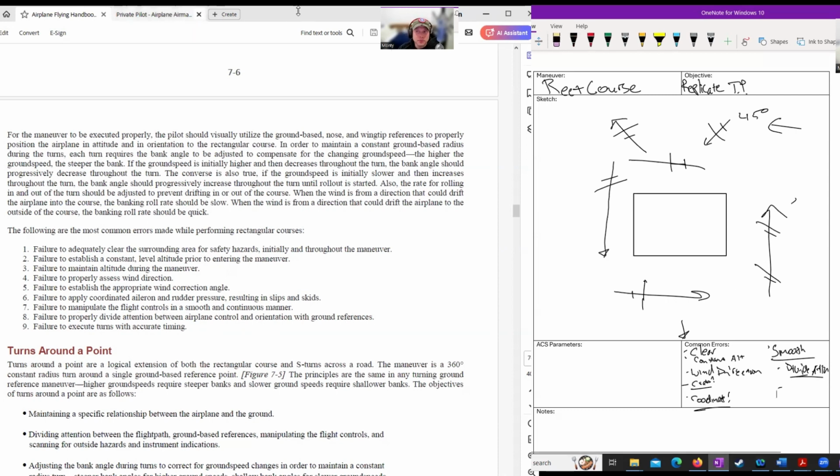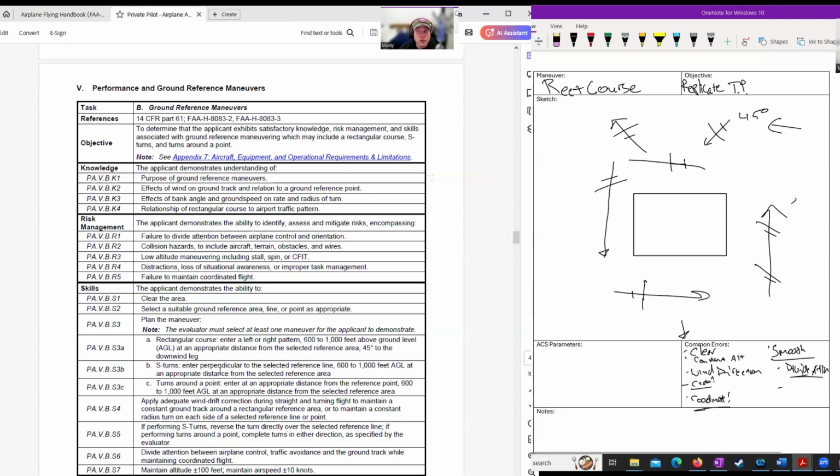Now let's take a look at the ACS parameters. Going back to the Airman Certification Standards, free on the FAA website. Here are your ground reference maneuvers. This is for all of them: S-turns across a road, turns around a point, and the rectangular course. Here it says you must perform at 600 to 1,000 feet above ground.